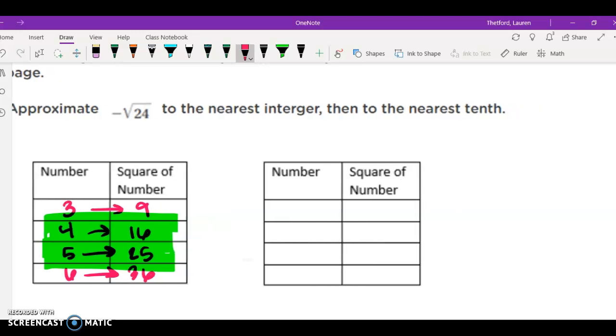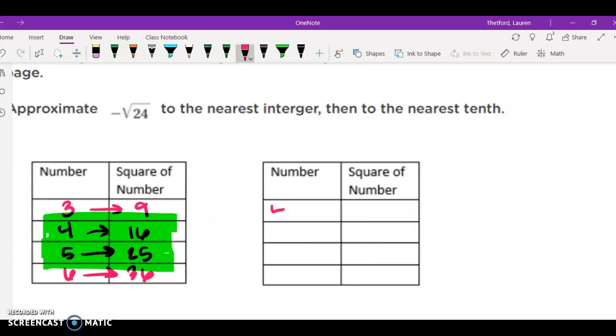And then we're going to go over here and we're going to do all 4s over here, but we're going to find point somethings to see which one gets us closest to 24. And so we know since 24 is only 1 away from 25, we know that it's going to be the upper side of our decimals. So I'm going to do 4.6 through 4.9, and we're going to square all of these to see what we get.